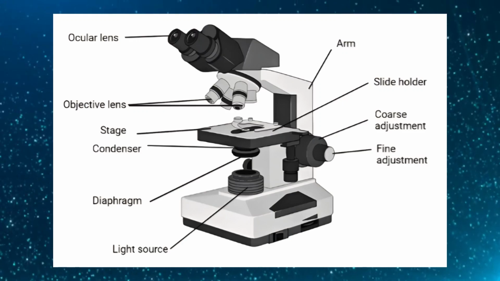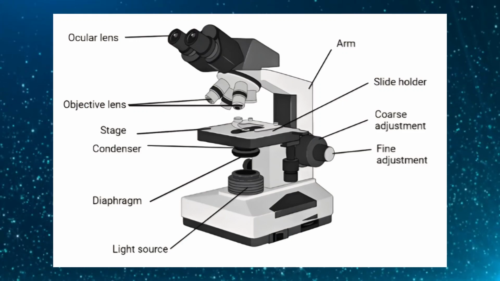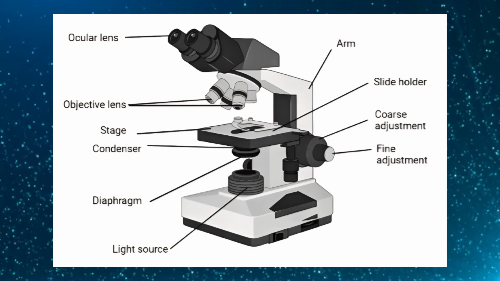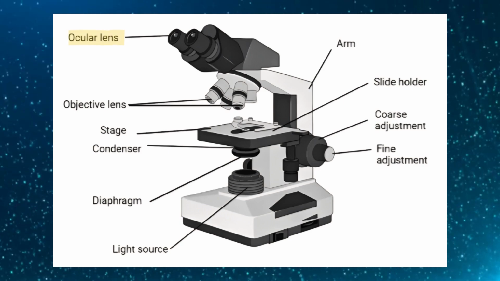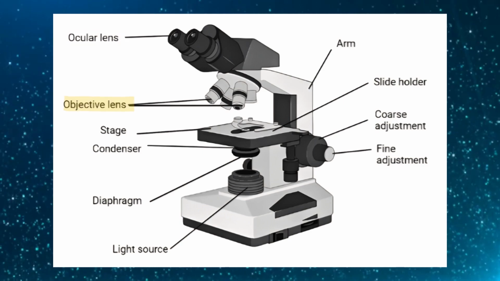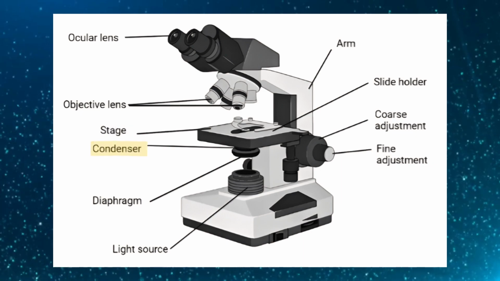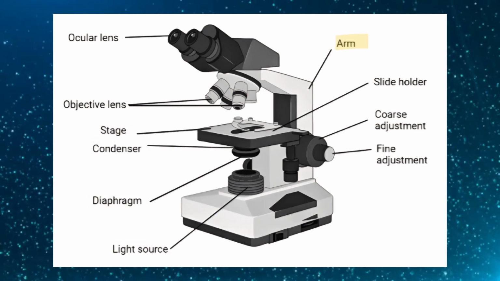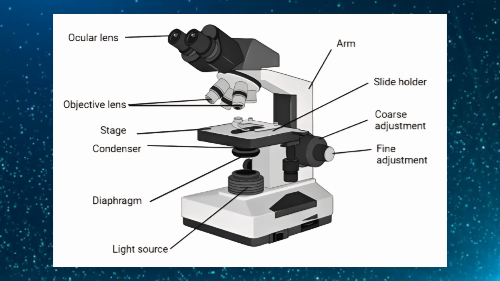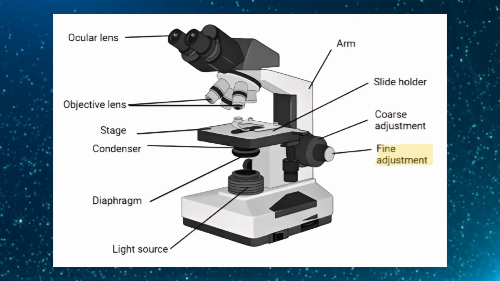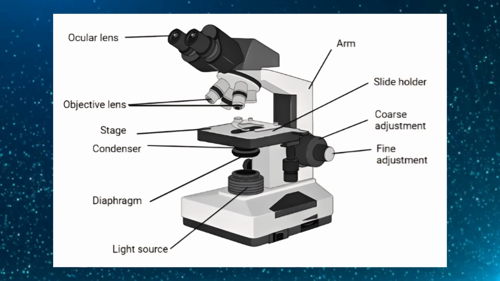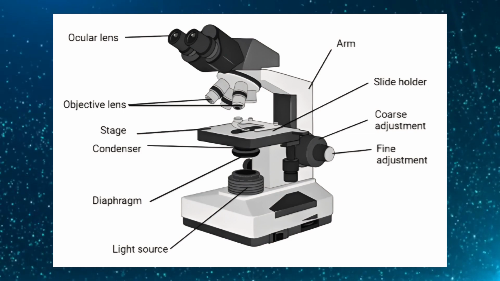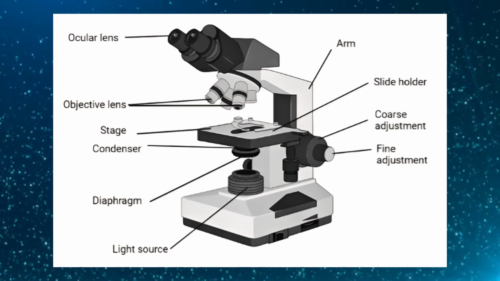Before we begin the practical, let's identify the parts of the light microscope. These are the main parts of the microscope: ocular lens, objective lenses, stage, condenser, diaphragm, light source, arm, slide holder, coarse adjustment, fine adjustment. Now that we have identified all the parts, let's proceed directly to the demonstration.